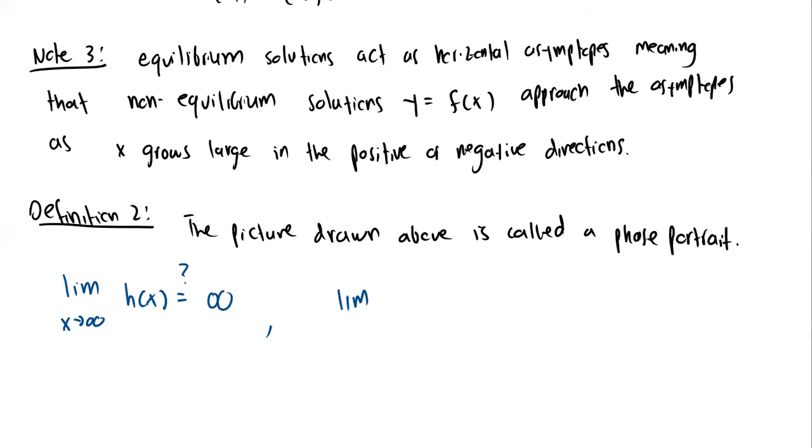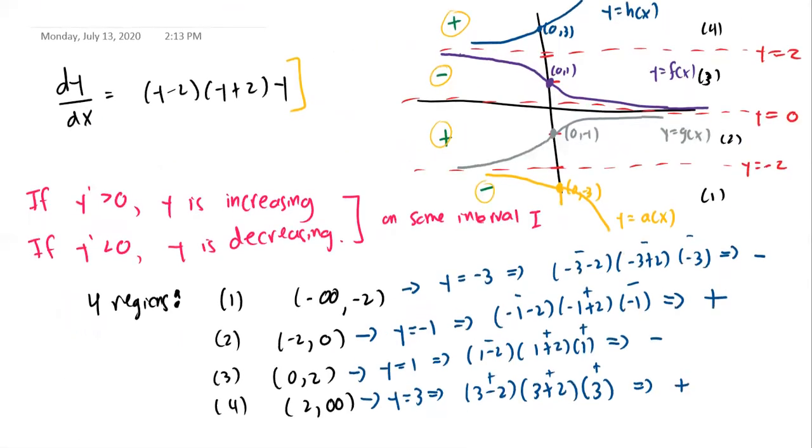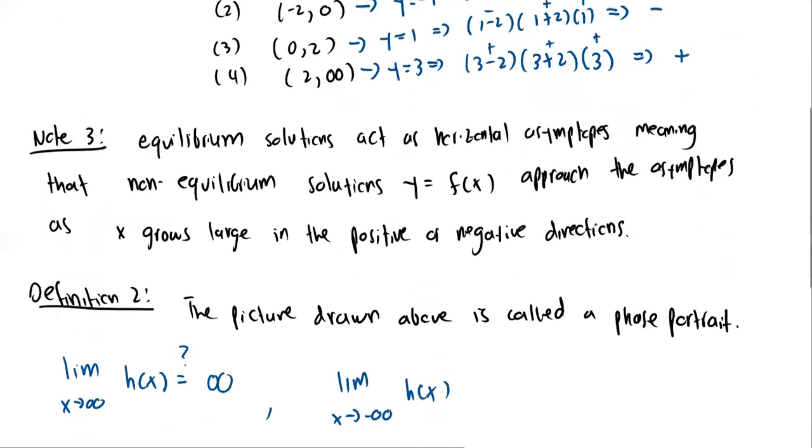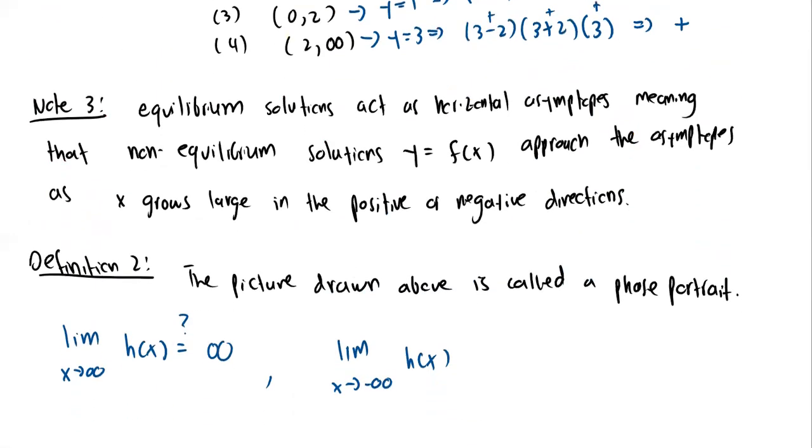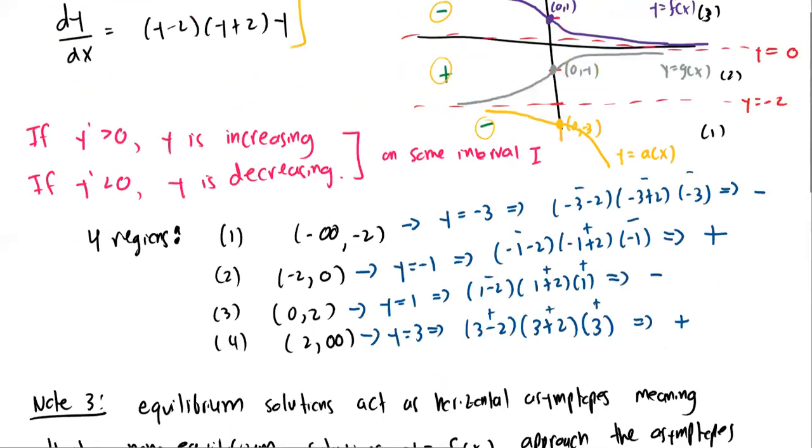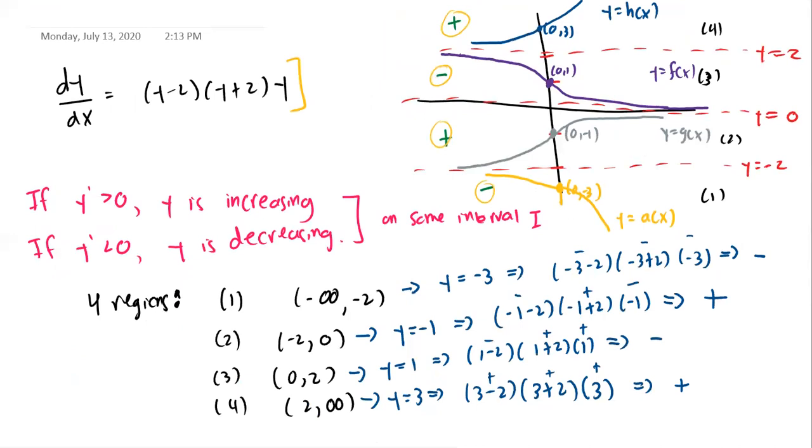Similarly, if I ask you what is the limit as x approaches negative infinity of h of x? Again, h of x is on the y interval corresponding to 2 to infinity. We know it's decreasing. So as x grows larger in the left direction, it has to be approaching the horizontal asymptote as we drew it here. So another way to write that is the limit as x approaches negative infinity of h of x equals positive 2, which again is just the picture that I drew.